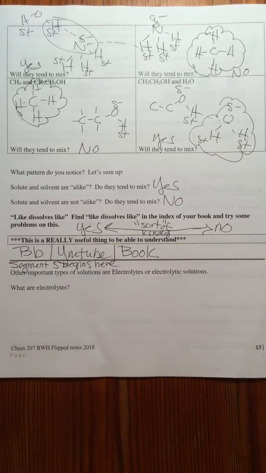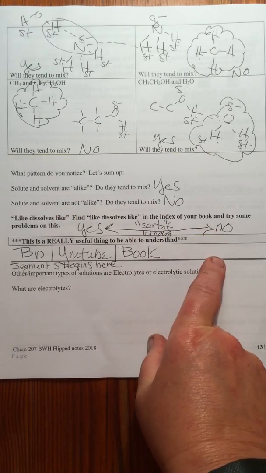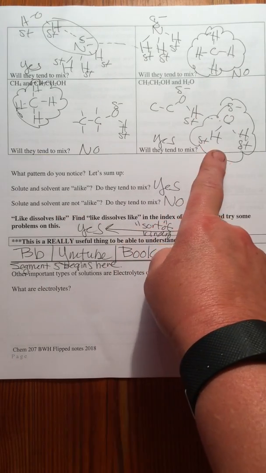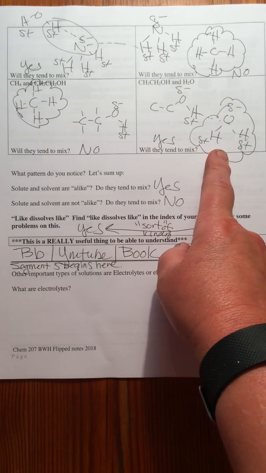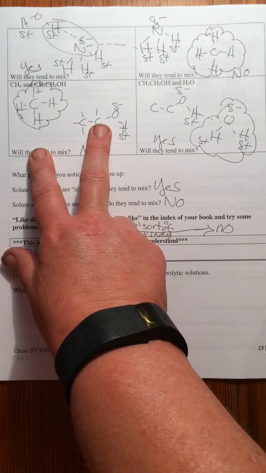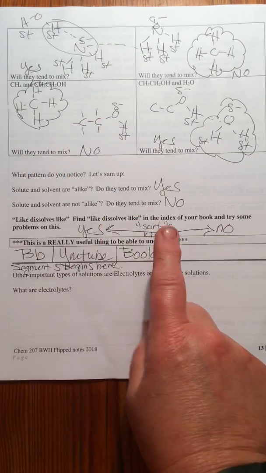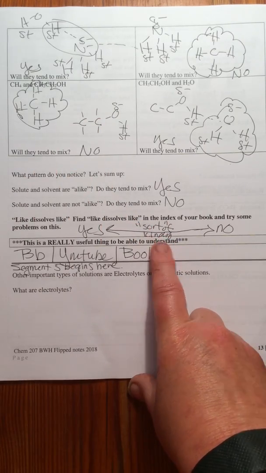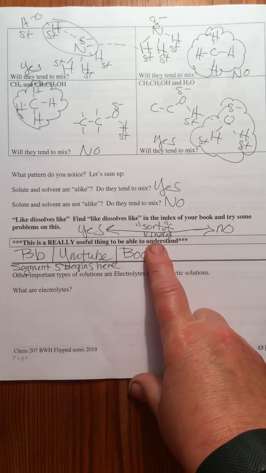In the last segment, we looked at "like dissolves like" and how important that is. For this class, we're just going to look at yes and no. Are the solute and solvent alike? If they are, they'll tend to mix. If they're substantially not alike, then they won't mix. In your next course, we'll look at the continuum, the "kind of, sort of." That's how we get a phospholipid bilayer, the cell.